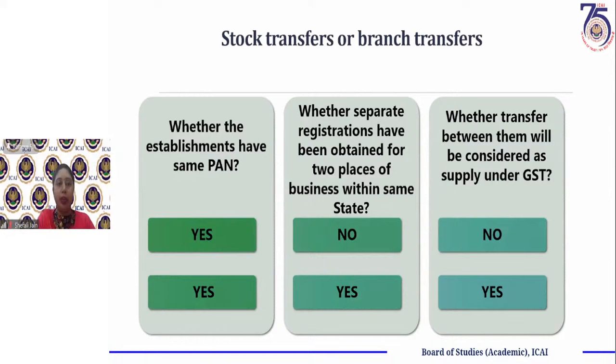So this is just a summary of what we have discussed. Suppose we have two places of business within a state. The basic presumption is that the two establishments have the same PAN. Now, if they do not have separate registrations for the two places of business, the transfer between them will not be considered as supply. But if they have separate registrations for two places of business within the same state, then the transfer between them will be considered as supply. Hope this stock transfer and branch transfer is clear to you. Let me see the queries and I will get an idea whether you are able to get through the concept or not.